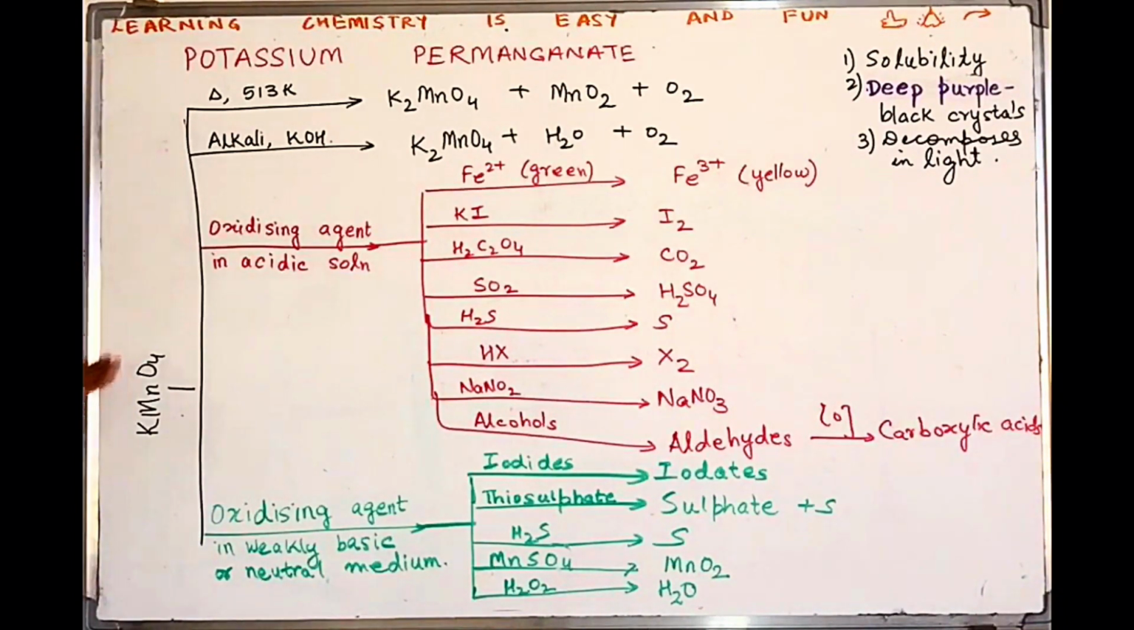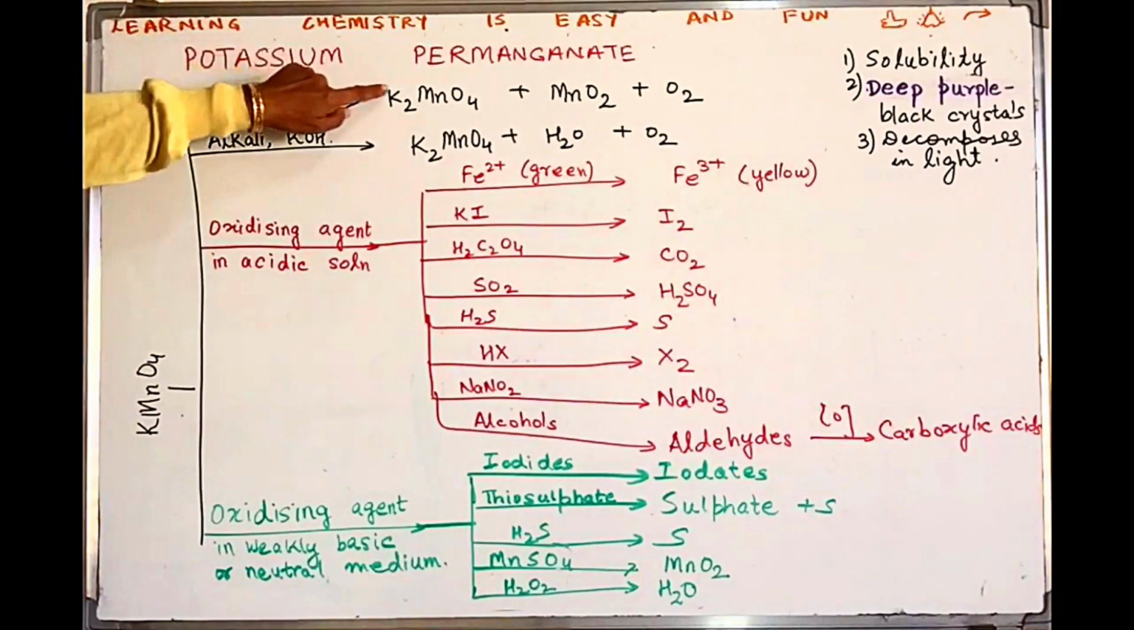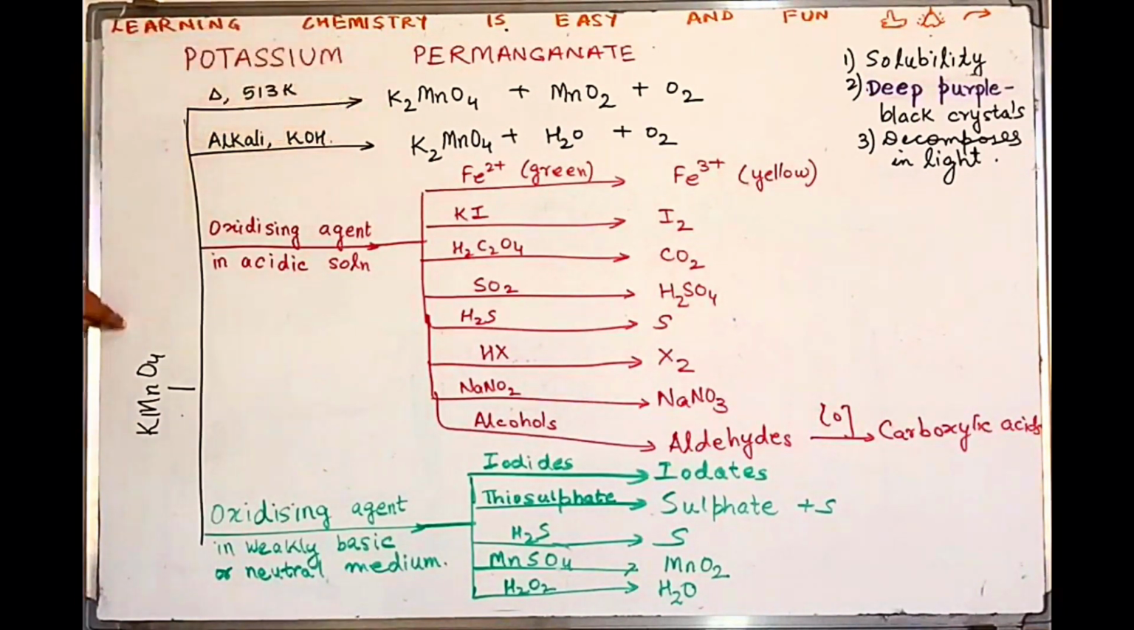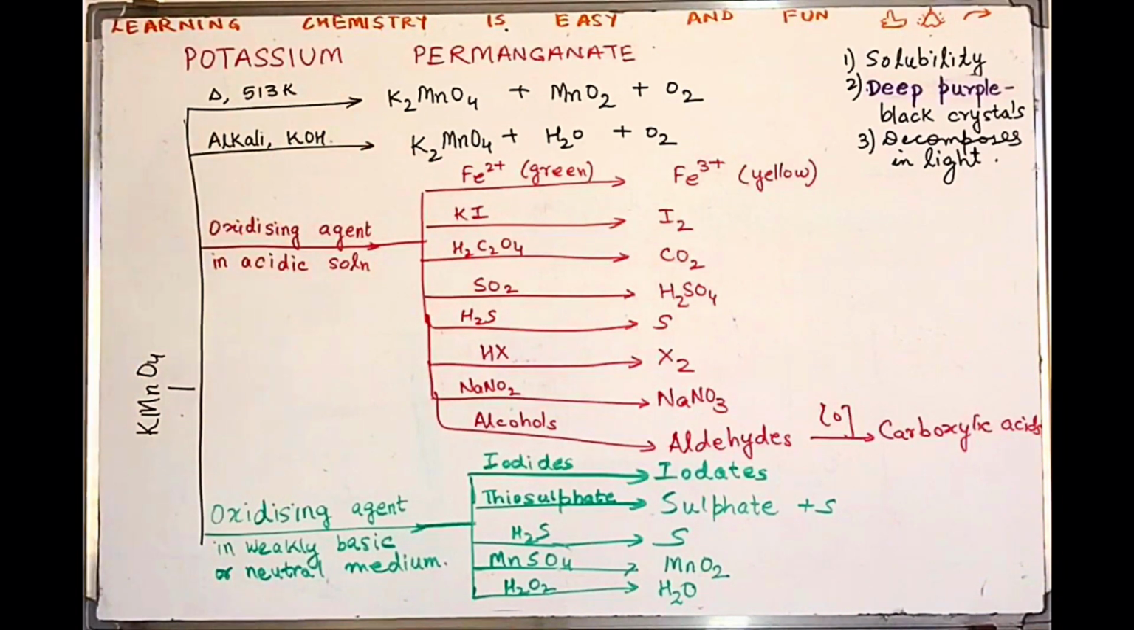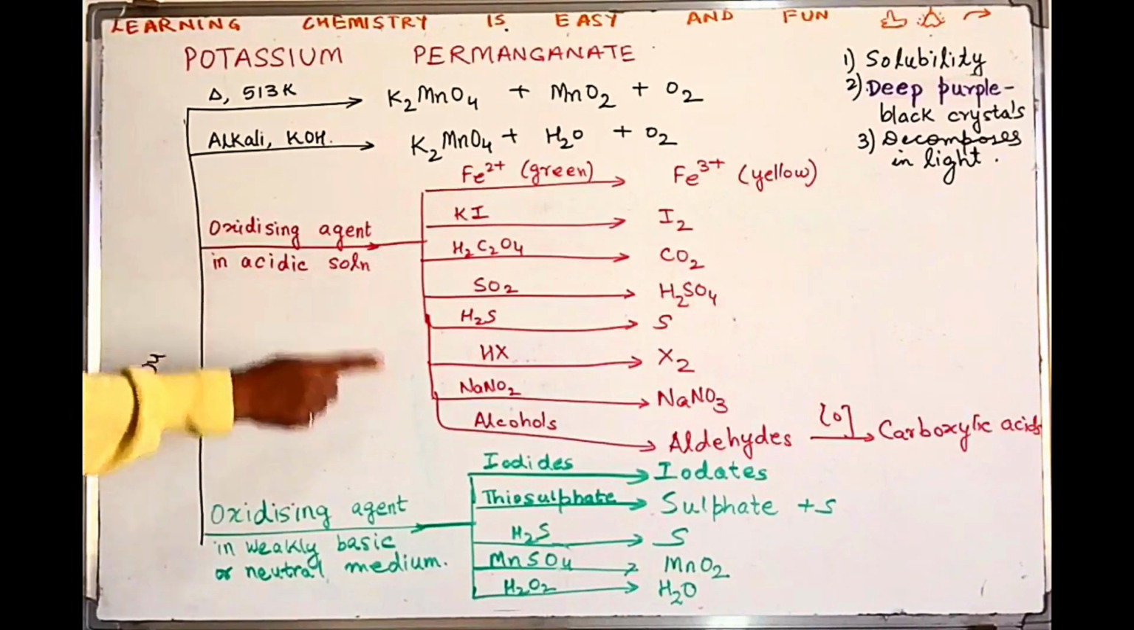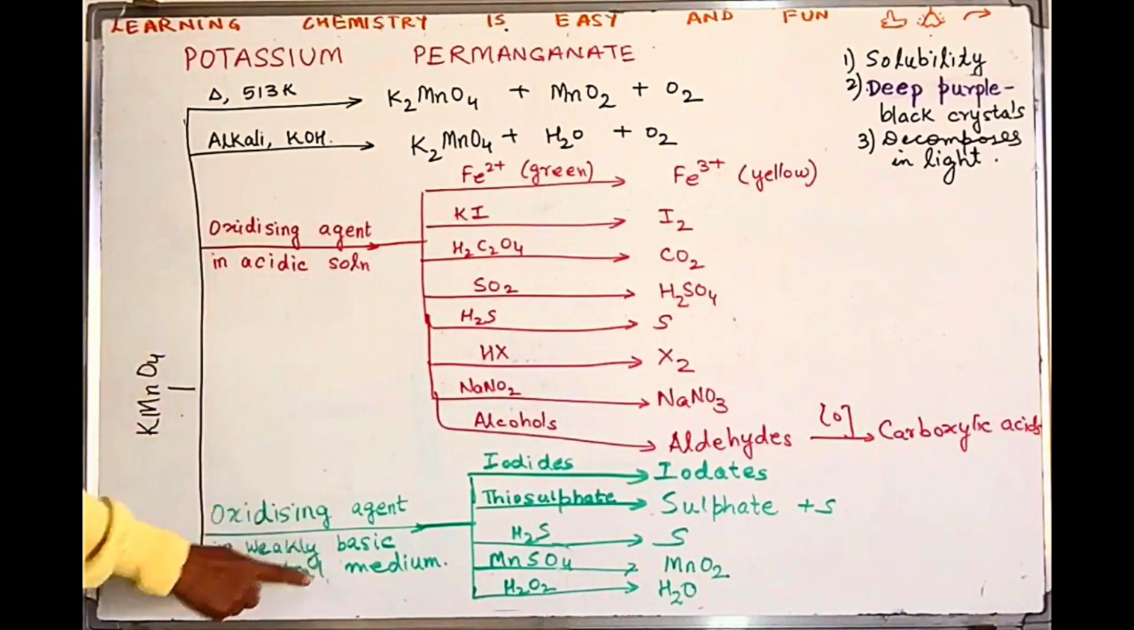Chemical properties. Potassium permanganate on heating changes to potassium manganate. Potassium permanganate on treating with an alkali, just now we did, changes to potassium manganate, K2MnO4. The most important over here is the behavior of potassium permanganate as an oxidizing agent in acidic medium, in weakly basic medium or neutral medium.